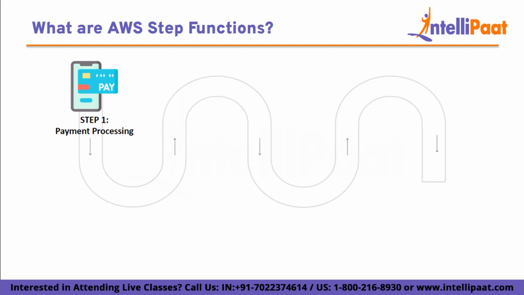The first step in the state machine is the payment process. The step function communicates with your payment gateway to process the customer payment. If the payment is successful, it moves to the next step. The second step is inventory management.